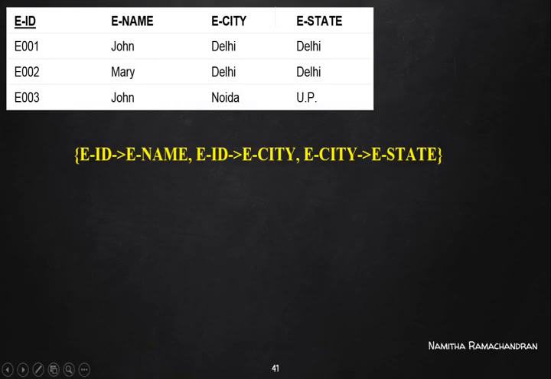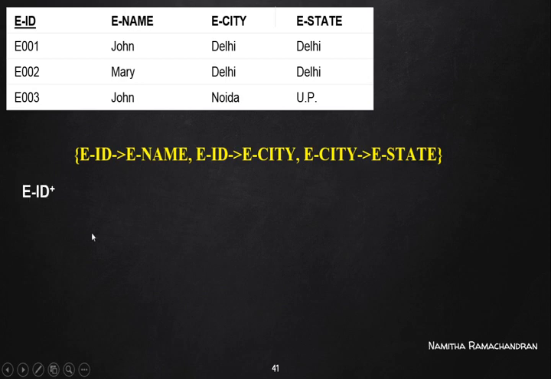Now consider another example, a relation Employee, and the attributes are EID, ENAME, ECT, EState. The functional dependencies are like this: EID derives ENAME, EID derives ECT, ECT derives EState. If we know the city, we can identify the state in which that city is present.